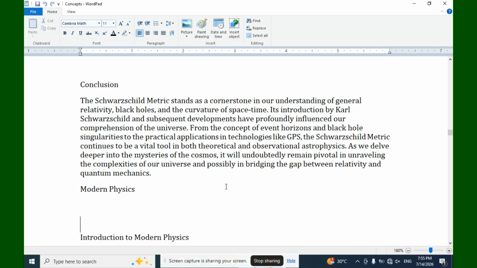Conclusions. The Schwarzschild metric stands as a cornerstone in our understanding of general relativity, black holes, and the curvature of space-time. Its introduction by Karl Schwarzschild and subsequent developments have profoundly influenced our comprehension of the universe, from the concept of the event horizon and black hole singularities to practical applications in technologies like GPS. The Schwarzschild metric continues to be a vital tool in both theoretical and observational astrophysics. As we delve deeper into the mysteries of the cosmos, it will undoubtedly remain pivotal in unraveling the complexities of our universe and possibly in bridging the gap between relativity and quantum mechanics.